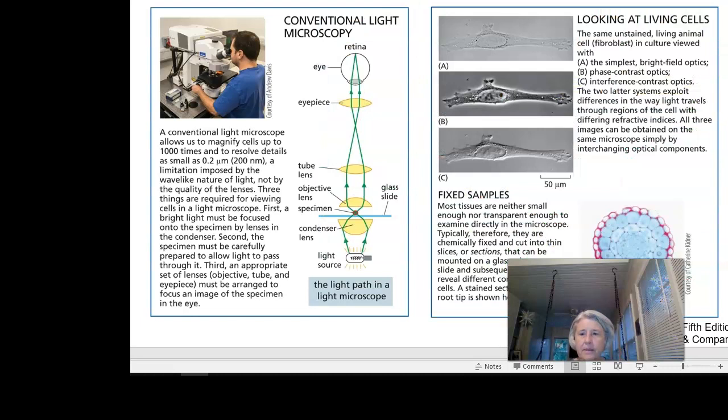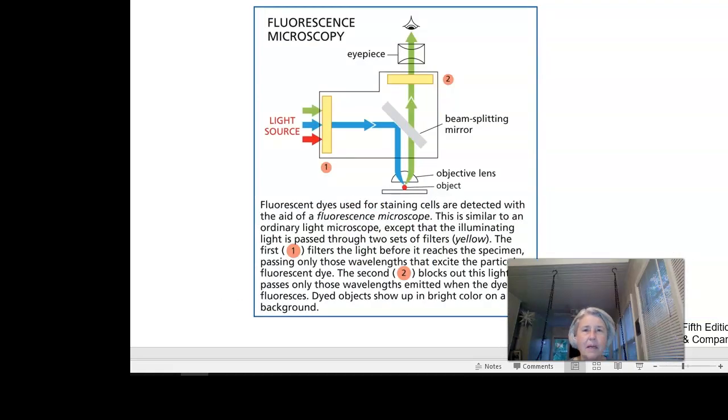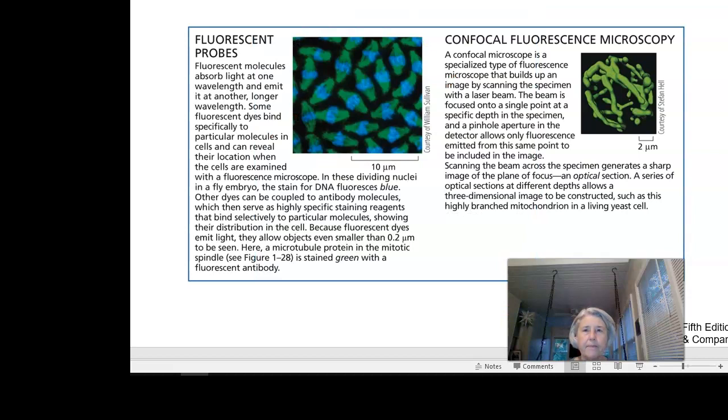There are several panels in this section of the chapter that give you more information about microscopes. We'll be talking about this in lab as well. On the left, you can see the lenses in their organization in a conventional light microscope. You have some more information about optics and dyes and fixing of samples. This shows us a fluorescent microscope that has a beam-splitting mirror, which is the key to fluorescence microscopy.